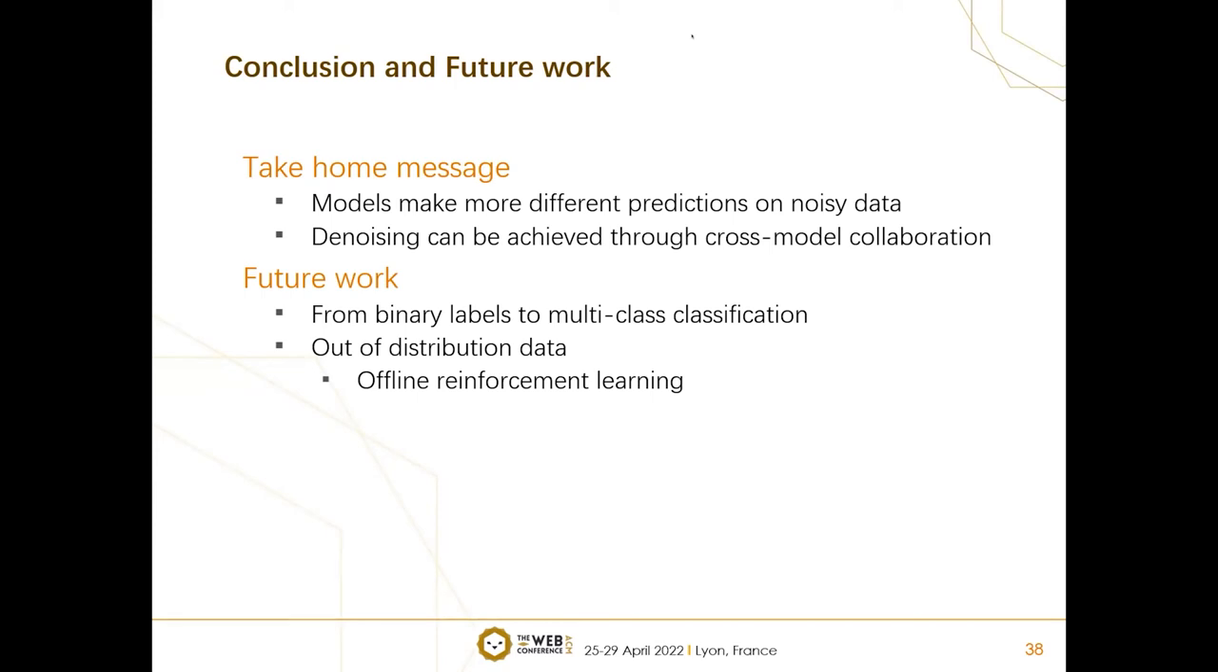For the future work, we are thinking of generalizing DECA from binary labels to multi-class classification, and we can also generalize this algorithm into other domains such as image classification or sentiment analysis and so on. Then we actually have dealt with the out-of-distribution data, i.e. the uninteracted data. So we may generalize our algorithm into offline reinforcement learning in which the out-of-distribution problem is notorious.